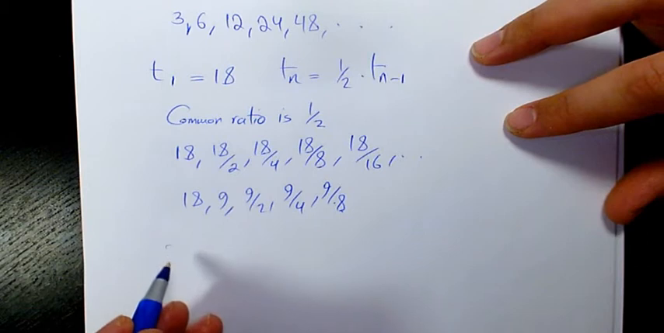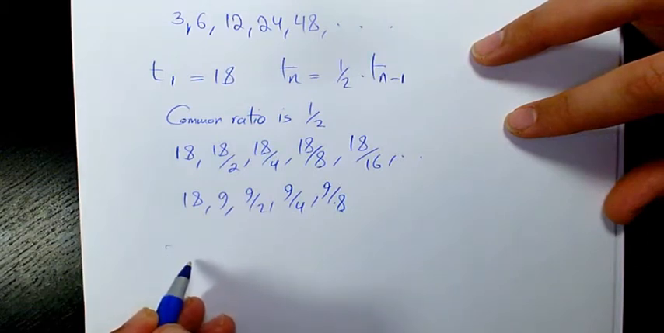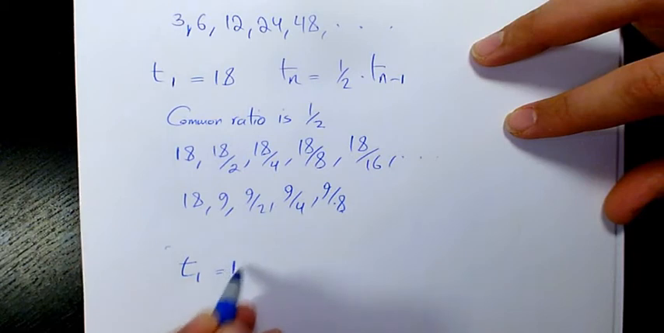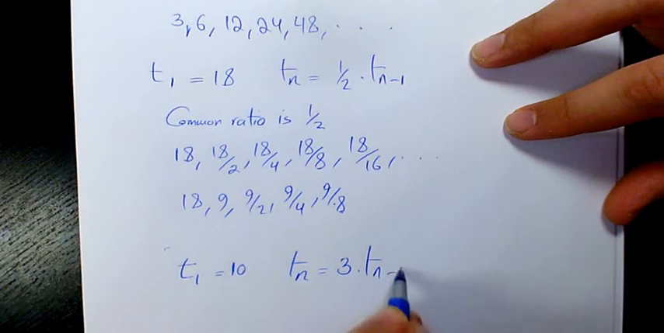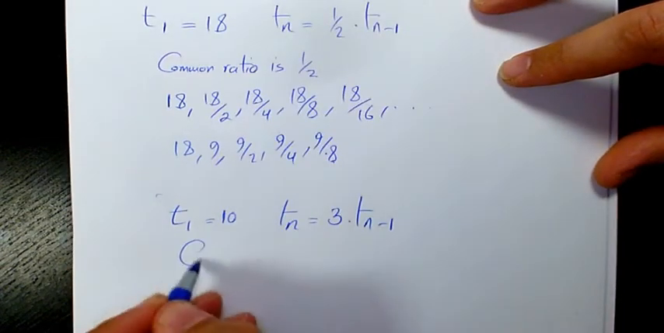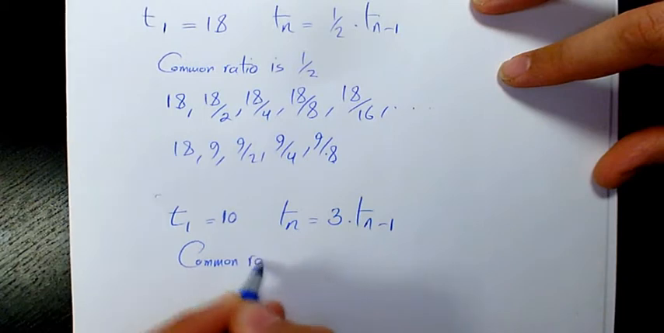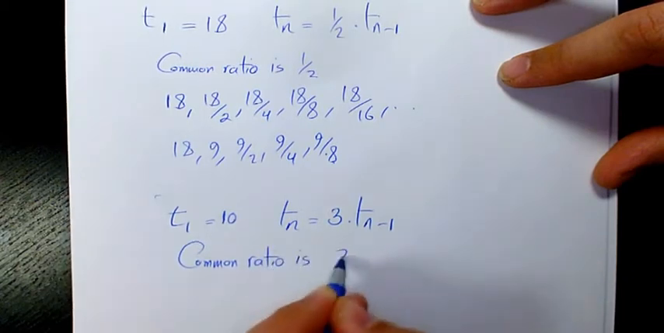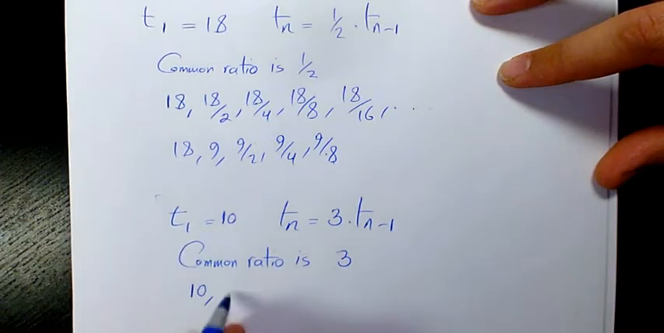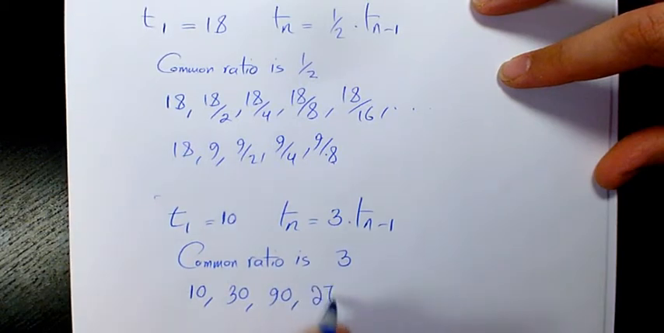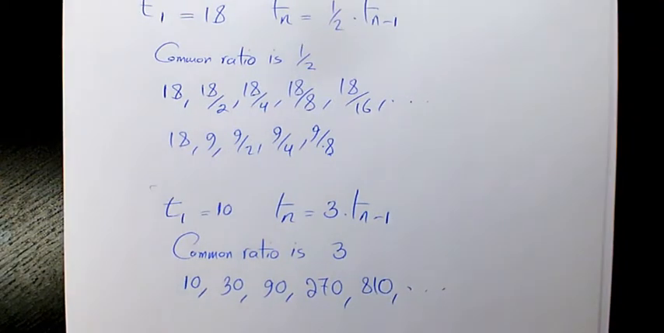Next one. T1 is 10. Tn is 3 times tn minus 1. So the common ratio is r, which is 3 in this case, and the first term is 10. 10 times 3, 30. 30 times 3, 90. 90 times 3, 270. 270 times 3, 810. So these are the 5 terms in the geometric sequence.